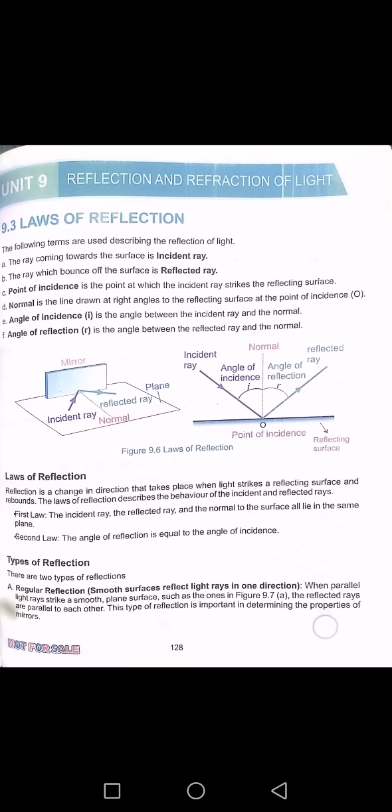The law of reflection describes the behavior of incident and reflected rays. First law: the incident ray, the reflected ray, and the normal to the surface all lie in the same plane. Second law: the angle of reflection is equal to the angle of incidence.